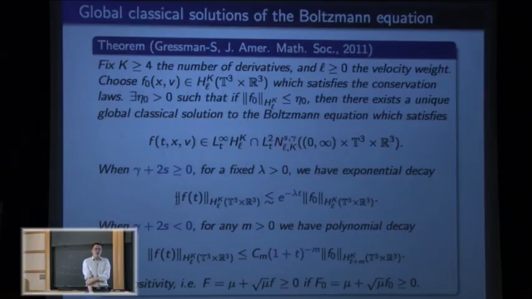We can also work in R3, and I have results in that direction too. The situation where you have physical boundary conditions is open, and it's interesting. The problem of studying boundary conditions for the Boltzmann equation is hard, and the only results that I know about are either conditional, or they assume that you don't have the angular singularity.